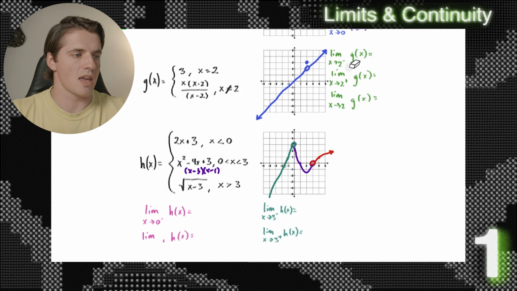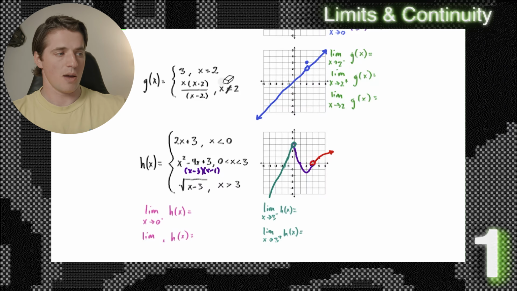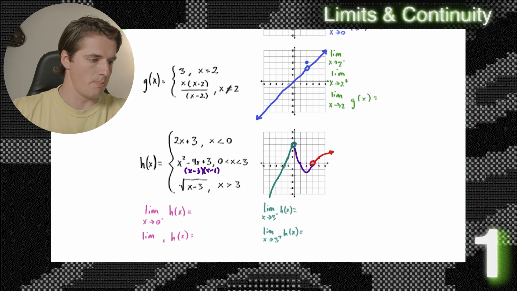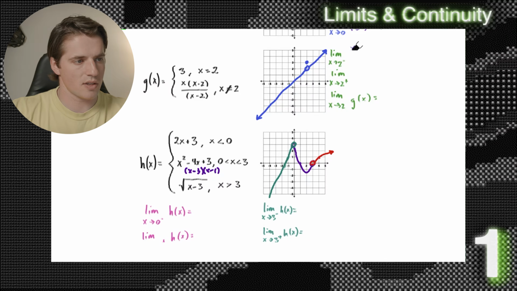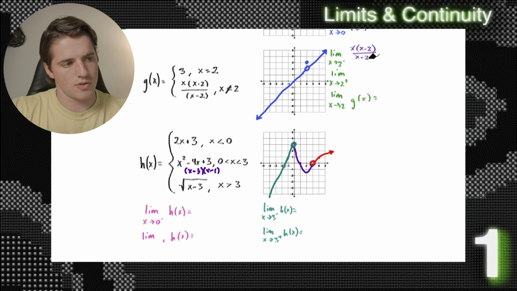All right, we keep going. The limit as x goes to 2 from the left of g of x, will we plug into the top or to the bottom? We're going to plug in to the bottom, which is x over x minus 2 over x minus 2.